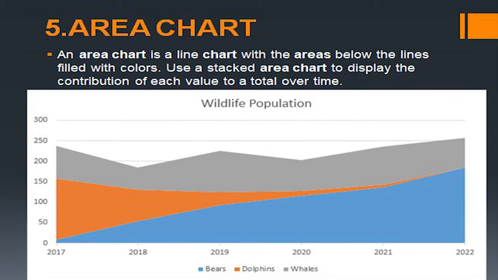Next one is the area chart. An area chart is a line chart with the areas below the lines filled with colors. Use a stacked area to display the contribution of values over time. That means it looks like it is filled. You can observe here, like mountains, the entire blue area is bears, dolphins are in orange color and whales are in gray color. In this way the area chart will look. You can see the picture here.